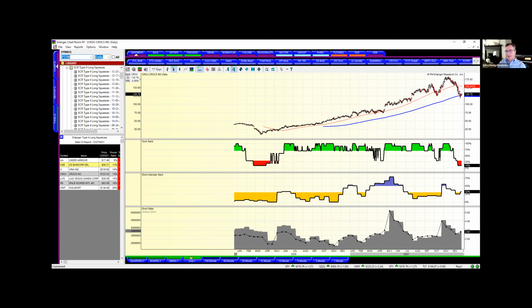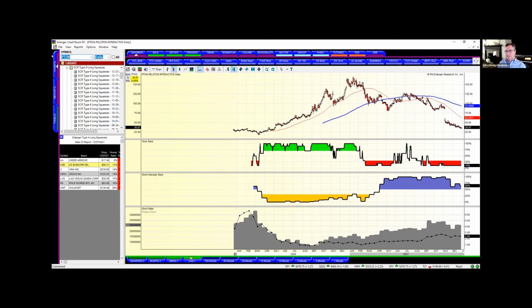I'm long a little Peloton for a bounce. Now this does have short interest in it. You can see down here, but the tech rank is still really, really weak. So let's hit on a concept.